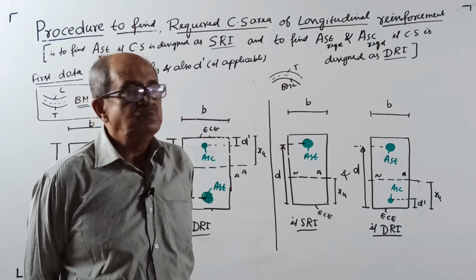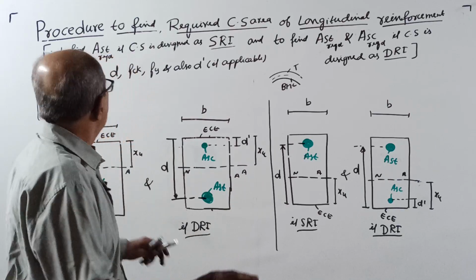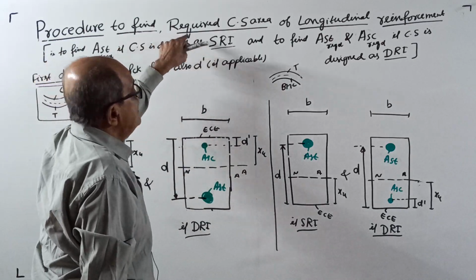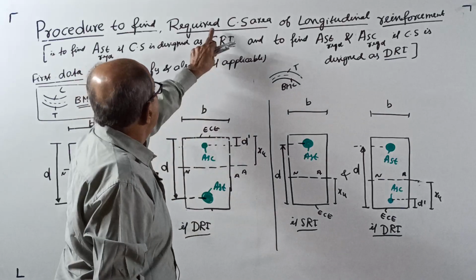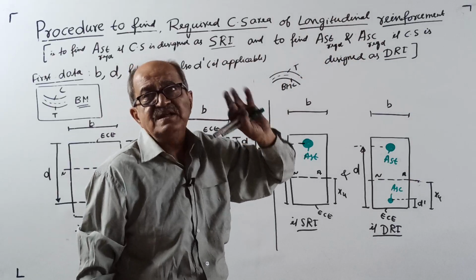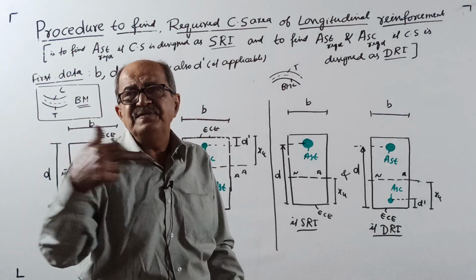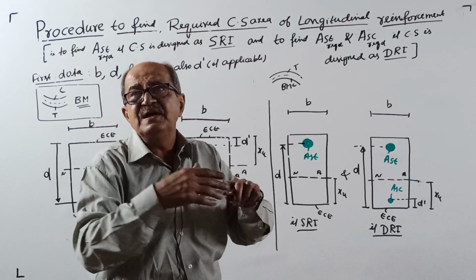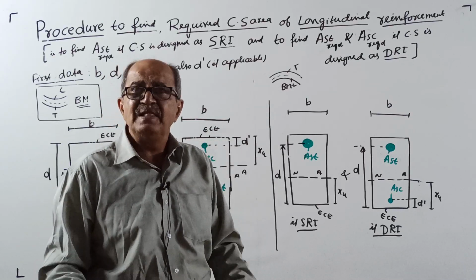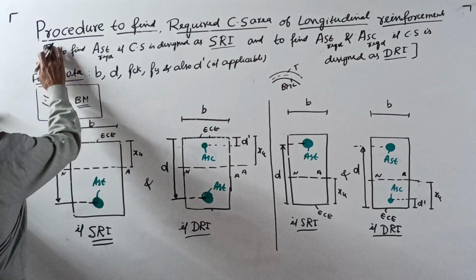Welcome to part 2. Now, the systematic approach or procedure to find the technically required cross-sectional area of longitudinal reinforcement. I already told you AST and ASC both are longitudinal reinforcement. One more comes, stirrups, that is called transverse reinforcement, later. What is the meaning of that?